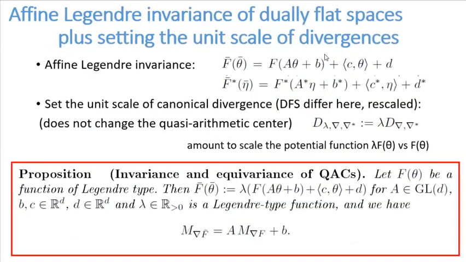We can show that if you start with f and you make some affine Legendre invariance, by changing the coordinate system with an affine transformation and adding some affine term to f, you will get the convex conjugate like that, and it will be the same dually flat space, right? And we can show that we have this property, which generalizes the matrix scalar case.